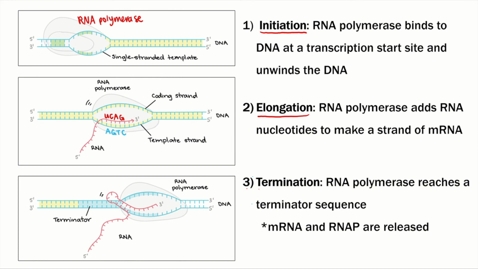And lastly, we have what we call termination. So our RNA polymerase will reach a terminator sequence on the DNA. Our mRNA will be released, and our RNA polymerase will be released as well. So this RNAP here, that's just an abbreviation for RNA polymerase. Now when this mRNA is released, it's actually going to leave the nucleus and it's going to enter the cytoplasm, where it can be used in translation to make a protein.